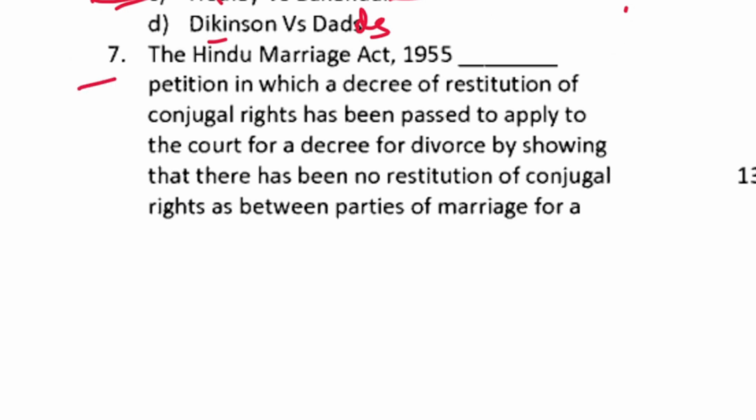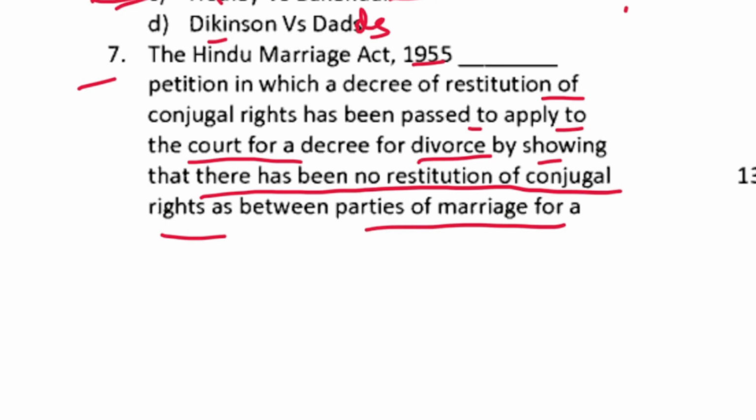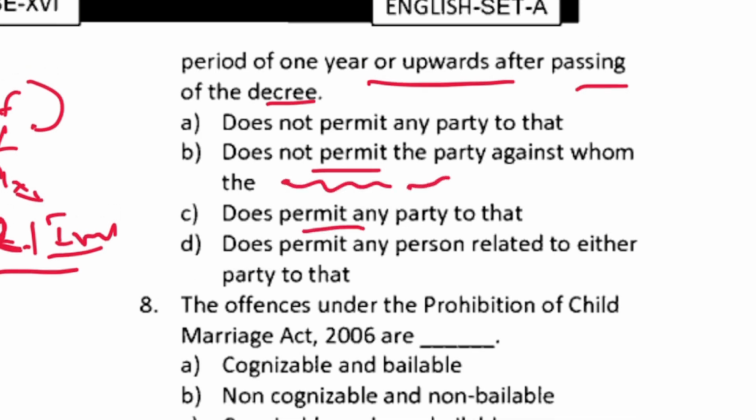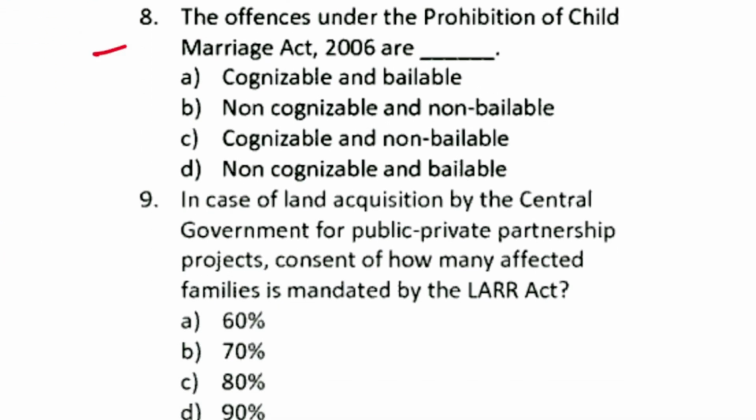Next is 7. Hindu Marriage Act 1955, a petition in which a decree for restitution of conjugal rights has been passed, to apply to the court for a decree of divorce by showing that there has been no restitution of conjugal rights as between the parties to the marriage for a period of 1 year or more after the passing of the decree. Does permit any party to that, or does not permit the party against whom the, now see this is incomplete, does permit any party to that. C is the answer. Next is 8. The offences under the Prohibition of Child Marriage Act are cognizable and non-bailable. C is the answer.